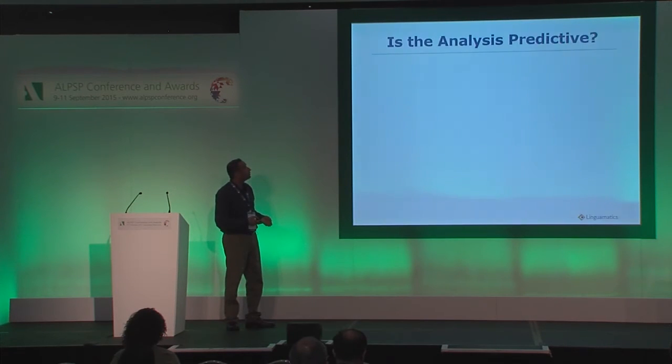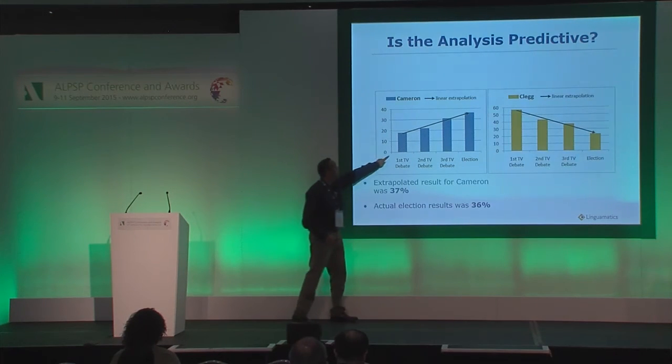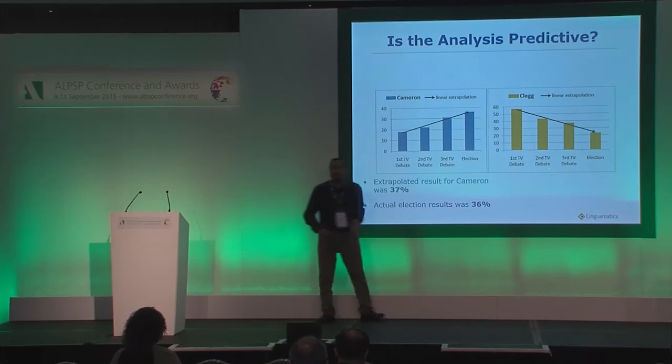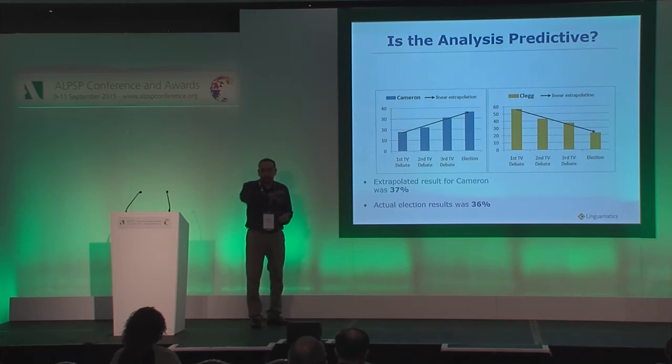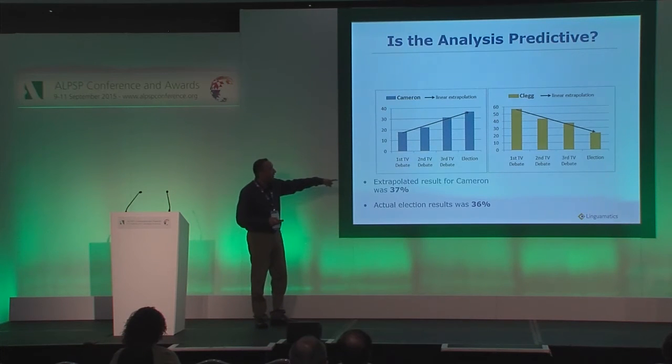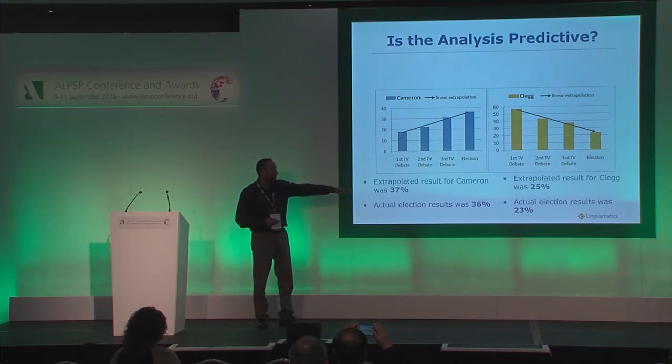actual results. When we looked at our results, so first, second, and third, we did a very simple, really noddy, linear extrapolation just to see what percentage of the total number of votes that would have been cast we would come up to. We came up with 37%. When we looked at the election results, it was 36%. So that was pretty good. And then when we looked at Clegg, his showed a decline. When we extrapolated out from the third, we got 25%, and the actual election result was 23%.